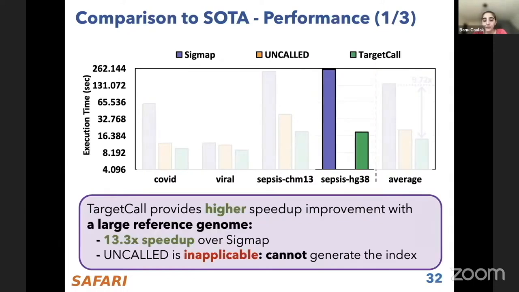And more specifically, the speedup improvement is larger for larger reference genomes, more specifically up to 13.3x over SigmaP, and we were even unable to compare it against UNCALLED because UNCALLED couldn't generate the index for such a large reference genome.